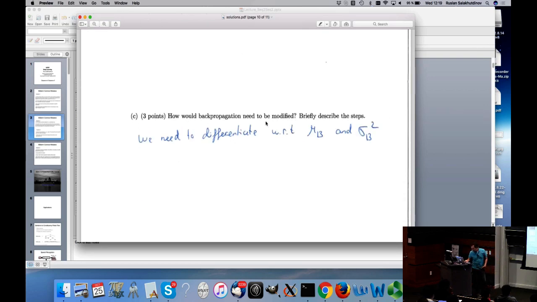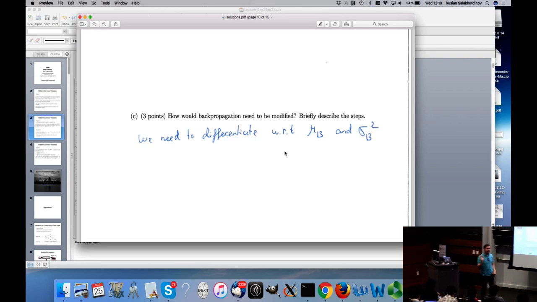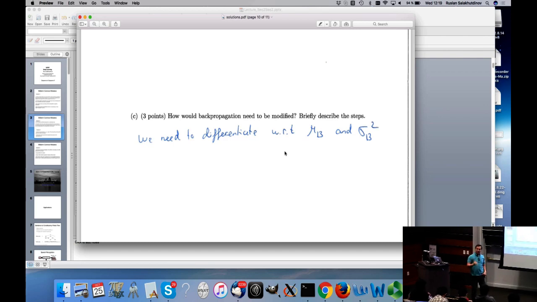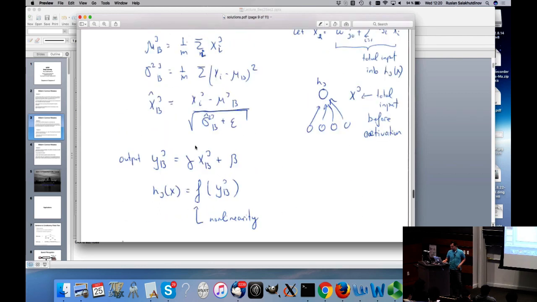And then the question is, how would backpropagation be modified? Briefly describe the steps. As long as you said that we need to differentiate with respect to the means and the variances when we do batch normalization. Some people said, well, we're going to be applying it to the batch normalization layer, but not really specifying exactly the steps. You would get partial credit. You didn't have to write down the derivations and such. You just had to write down that the way it has to be modified is you really need to take into account the derivatives with respect to the means and the variances that you're computing, these quantities.